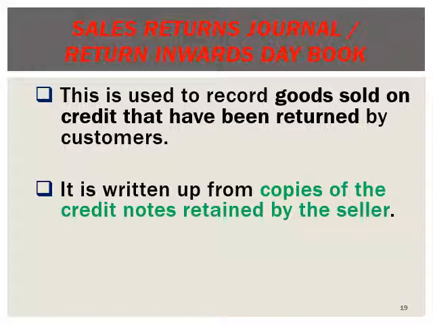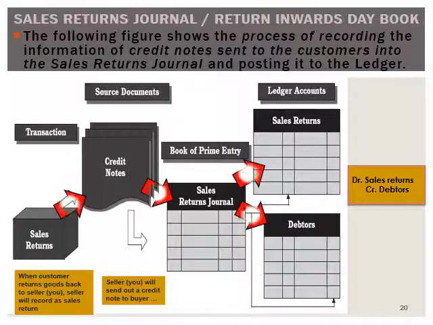Now let us look at the sales returns journal, or sales returns daybook. This is used to record the goods sold on credit that have been returned by customers. It is written up from copies of the credit notes written by the seller. The following figure shows the process of recording the information of credit notes sent to the customers into the sales returns journal and posting it to the ledger.